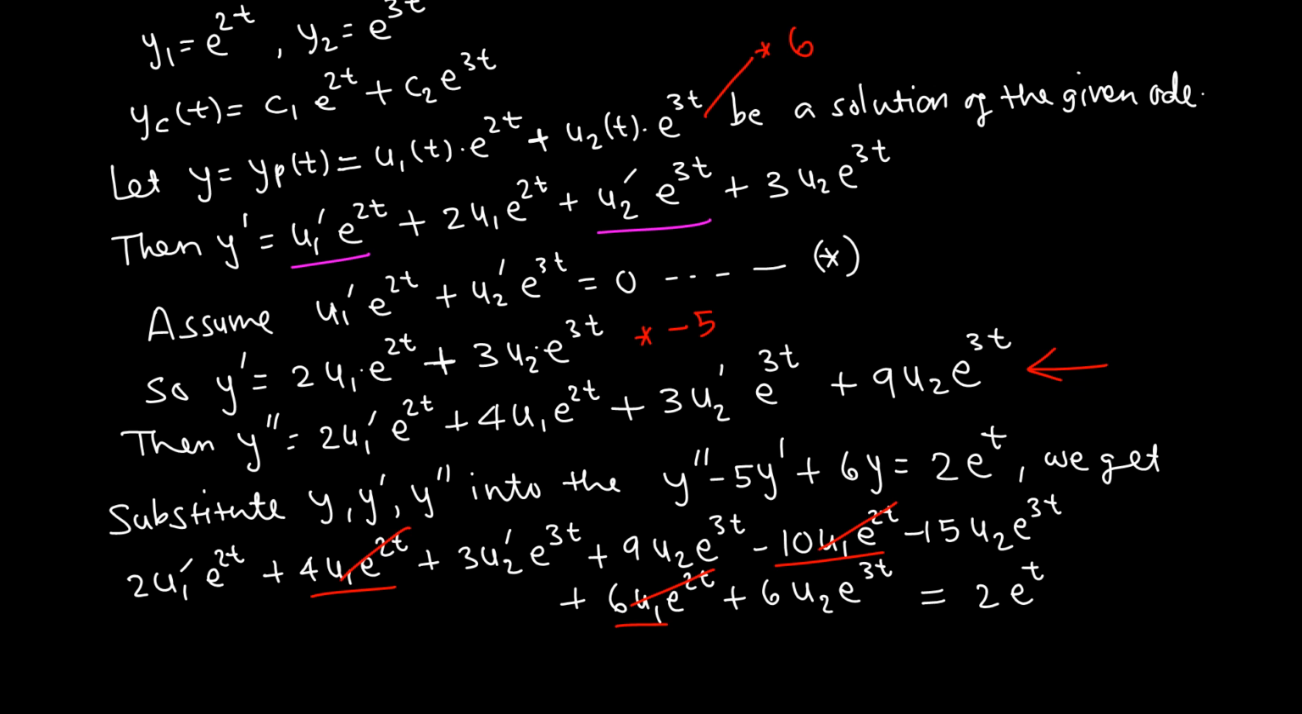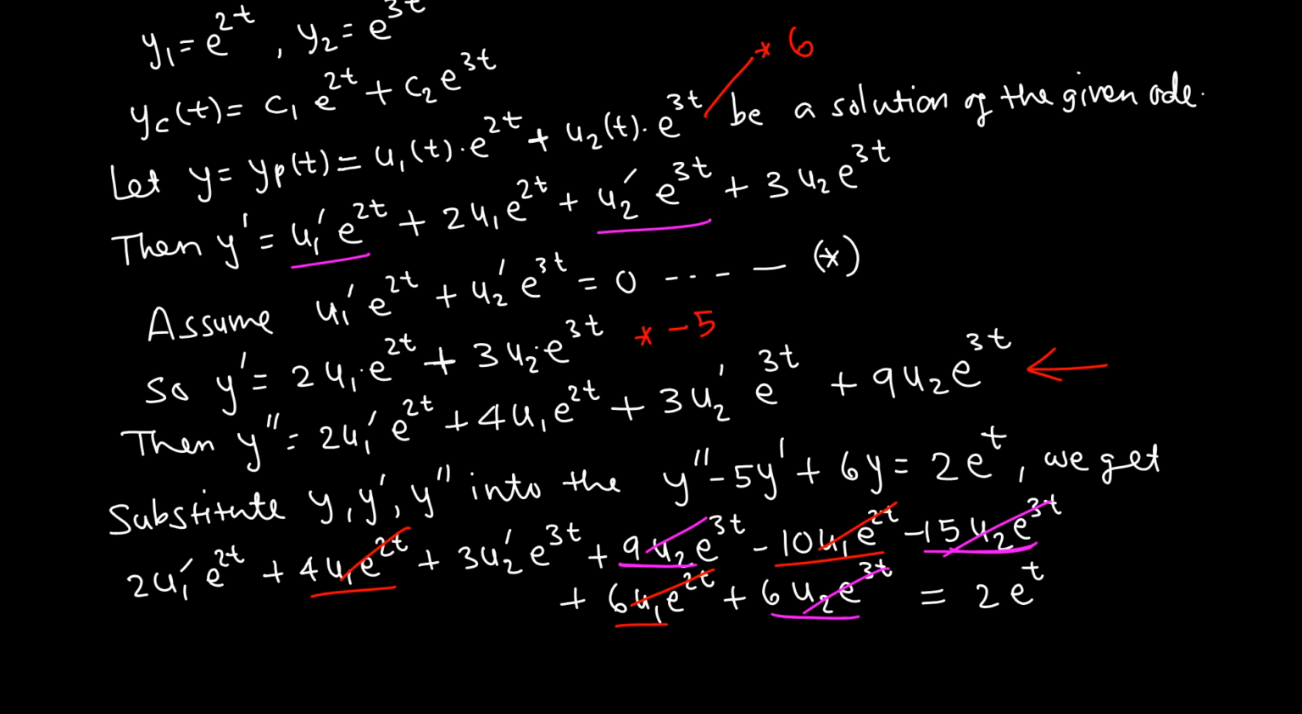So similarly we should have another cancellation. Let's see, negative 15u2, and we have here is 9u2 e3t, negative 15u2 e3t plus 6u2 e raised to 3t. 9 plus 6, 15 minus 15, they also cancel.